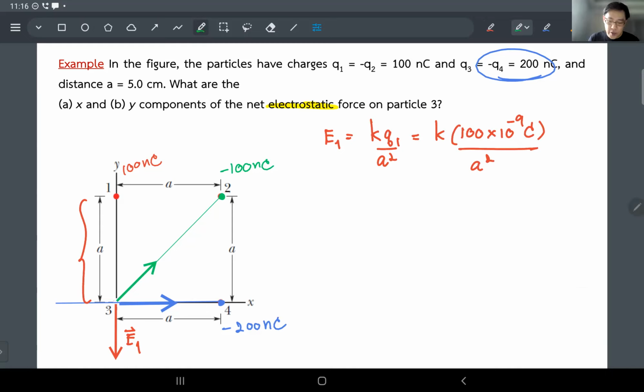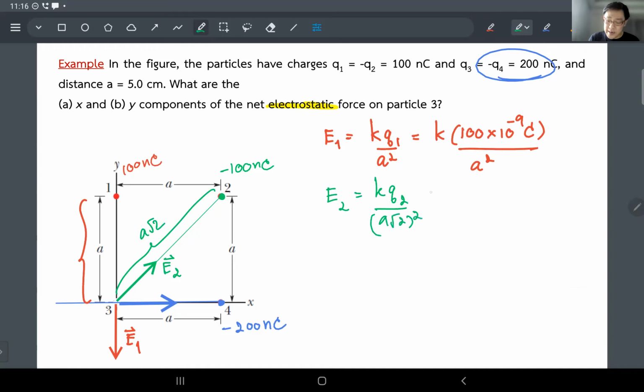Okay, now E2. Let me name this one E2. There you go. All right, so the E2 magnitude is going to be K Q2, of course, the charge generating field, divided by the distance. Now the distance is going to be this hypotenuse here. Because you have the isosceles, sort of like a triangle over there, so this one is going to be A root 2. All right, so that's good. So it's going to be A root 2, the whole thing squared.